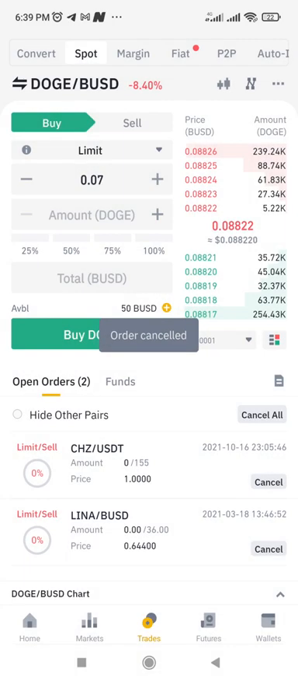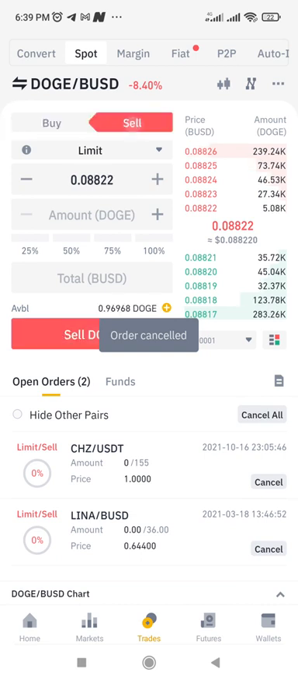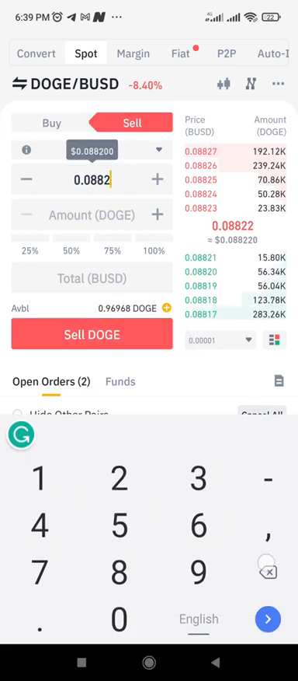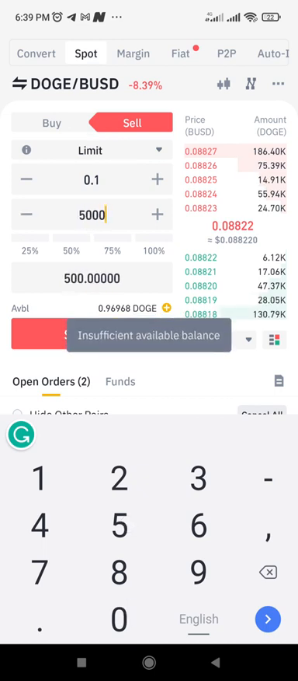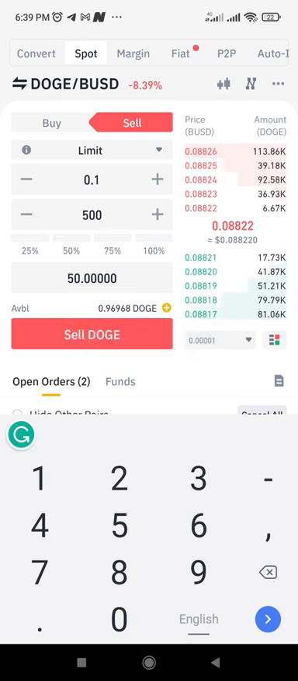The same thing applies when you want to sell. You come here, let's say the price is currently at 0.08 and you want to sell your own when the price gets to 0.1. So you put the amount of Doge that you want to sell. What it means is that whenever this coin goes up, it can be next year, whenever it is, it's going to get there, right?